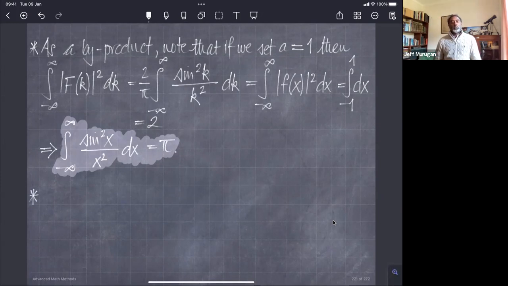So now I want to do one more rather instructive application of the Fourier transform. And that's the idea of using the Fourier transform to compute Green's functions. So I'd like to compute the Green's function. I'd like to use the Fourier transform to compute the Green's function for the wave or D'Alembertian operator.